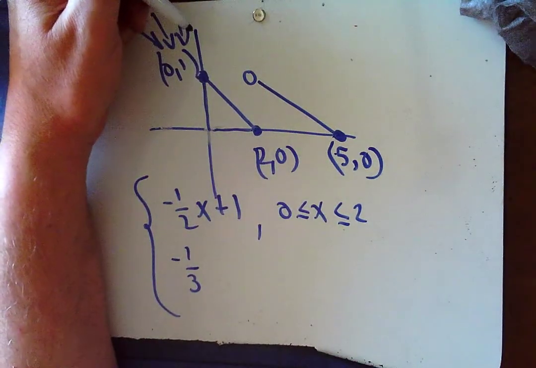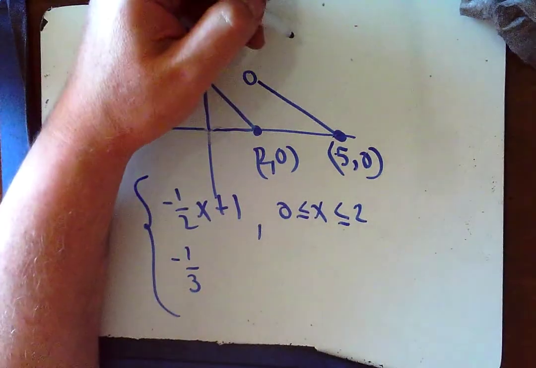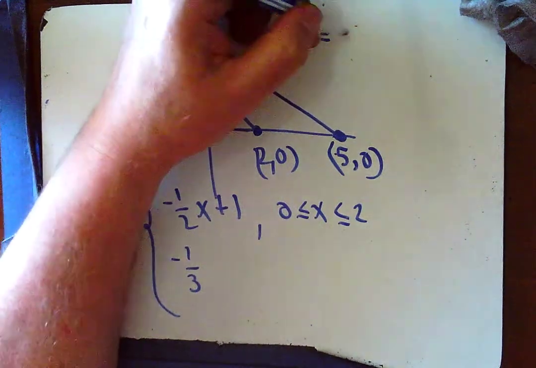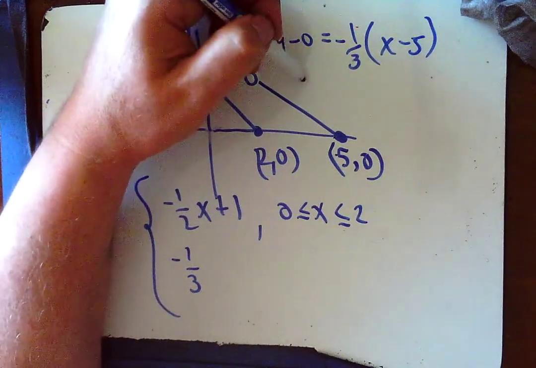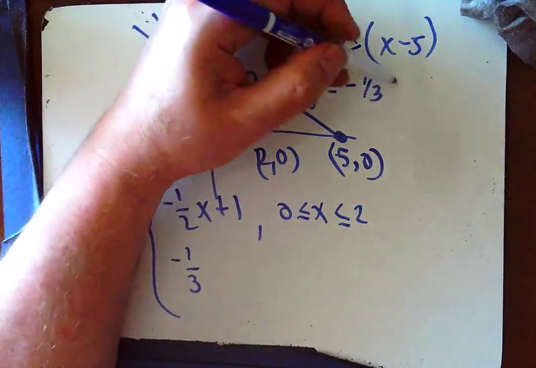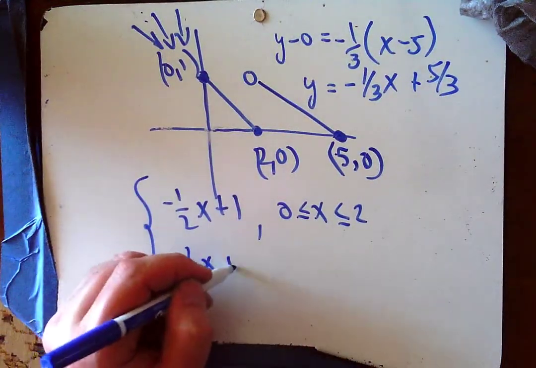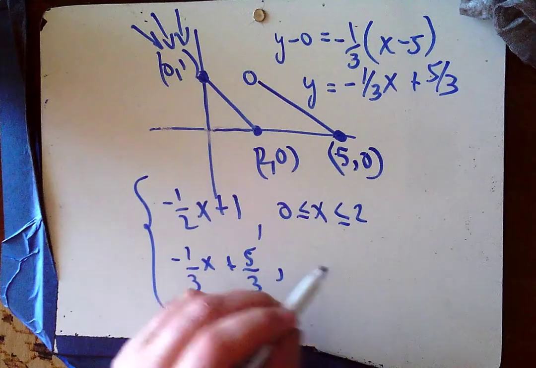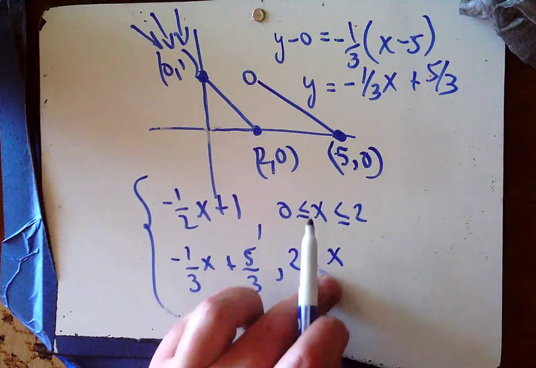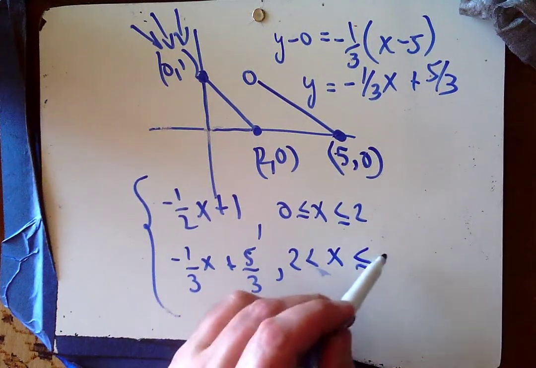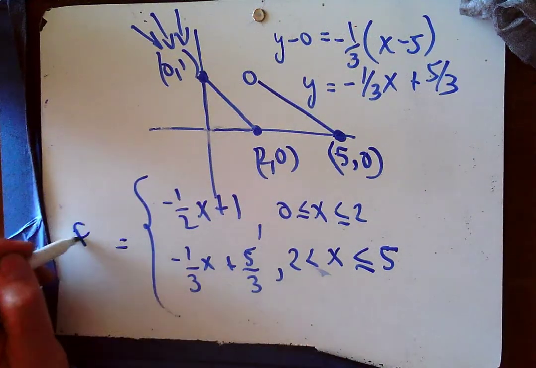And oh my goodness, how often AP expects you to be really comfortable writing the equation of a line. So y minus 0 equals -1/3 times x minus 5. So I get y equals -1/3 x plus 5/3. And that's going to work for x values that are greater than 2, not equal to, just greater than, and less than or equal to 5. Okie doke. There's our f of x.